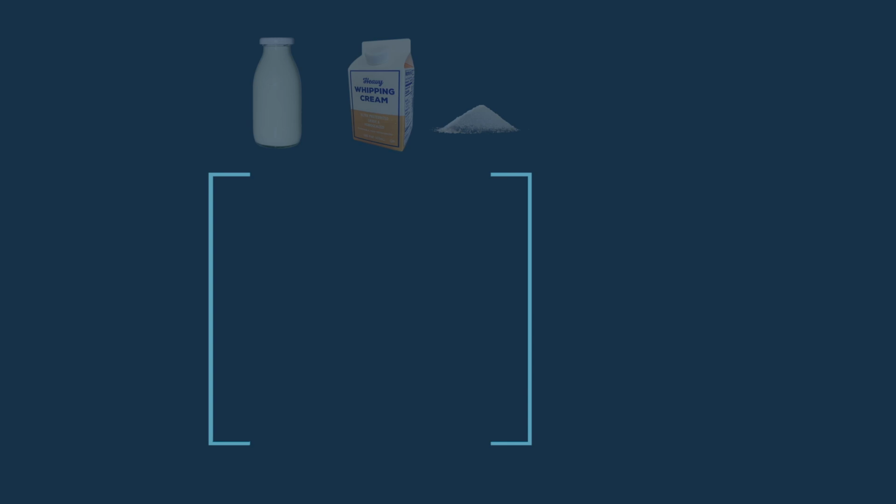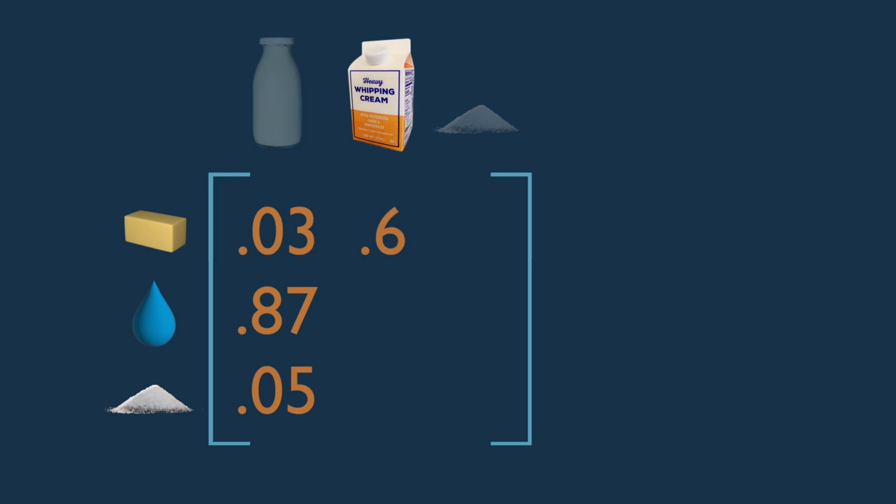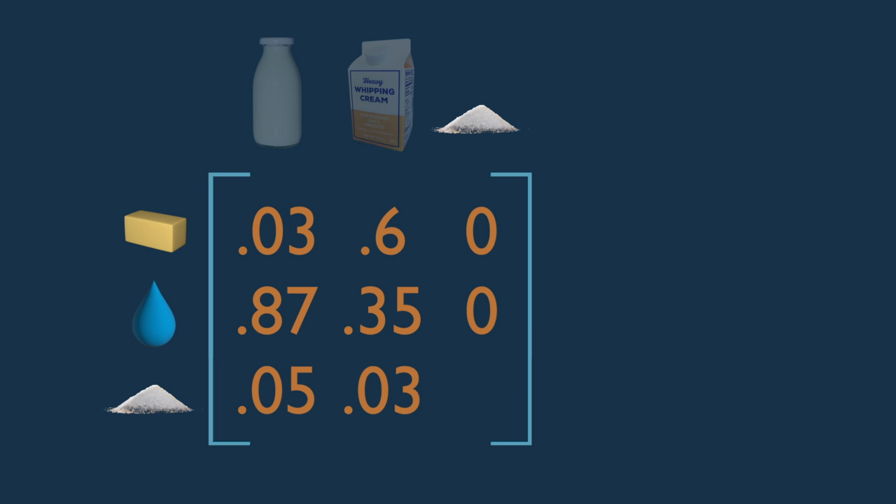Let's say our first ingredient is whole milk. In 1 gram, it'll probably have 0.03 grams fat, 0.87 grams water, and 0.05 grams sugar. Then in the next column, we'll have the next ingredient, heavy cream, which in 1 gram might be 0.6 grams fat, 0.35 grams water, and 0.03 grams sugar. Then we could add another column for pure sugar, which will just be 0 for the fat and water, and 1 for the sugar. And so forth and so on, for as many ingredients as you want to include.